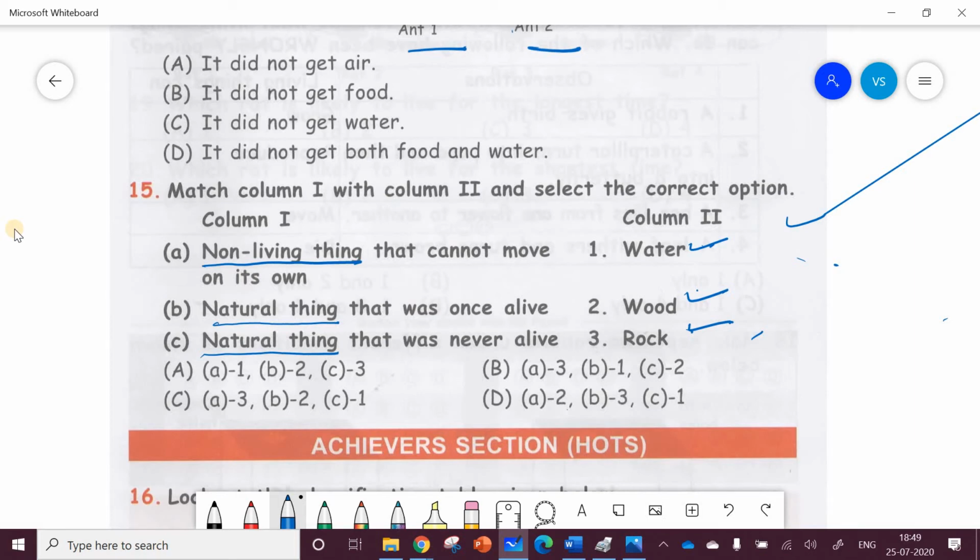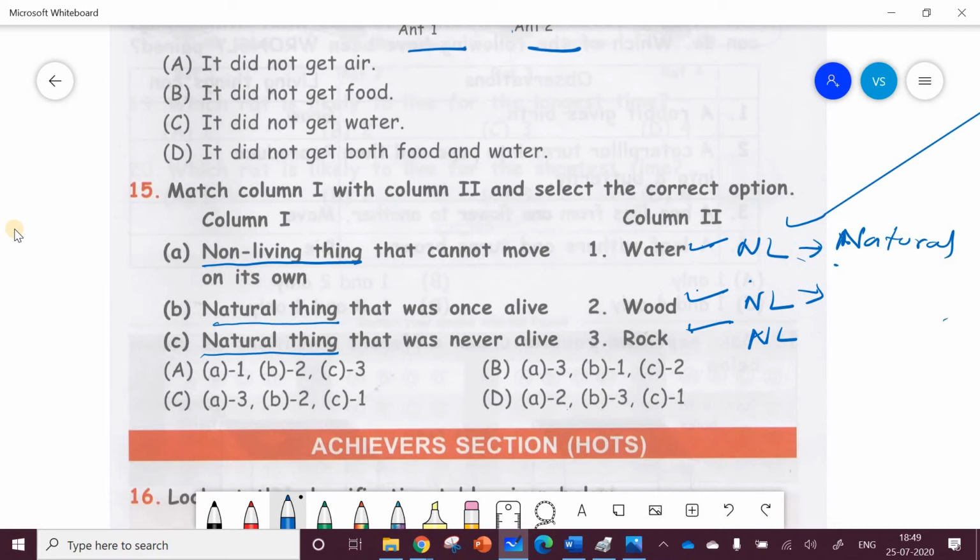Let's have a look here. Which is the non-living thing out of the three of them? All three of them are non-living? Wood? Wood is non-living. Rock? Yes, non-living. Is this natural or not? Yes, this is natural.